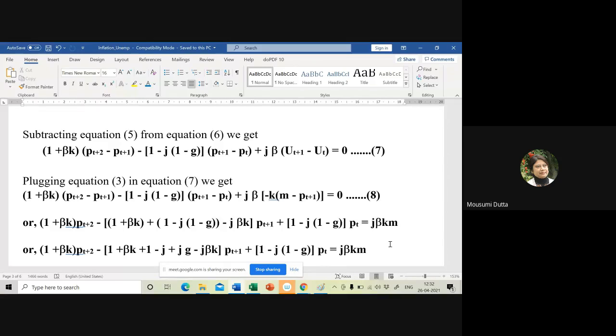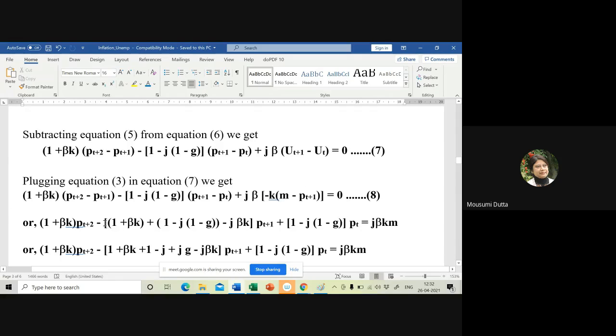So what I'm doing, I am bringing the coefficient of pt plus 2 with pt plus 2. Now pt plus 1 is coming 3 times. Here there is a pt plus 1, that is minus of 1 plus beta k pt plus 1. Here I have pt plus 1, that is minus 1 minus j into 1 minus g pt plus 1. And here also I have pt plus 1, minus kj beta pt plus 1. So we are getting pt plus 1 3 times here.